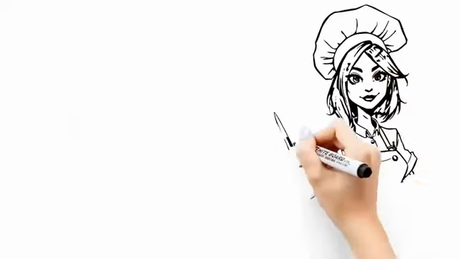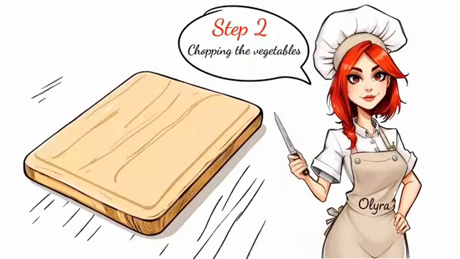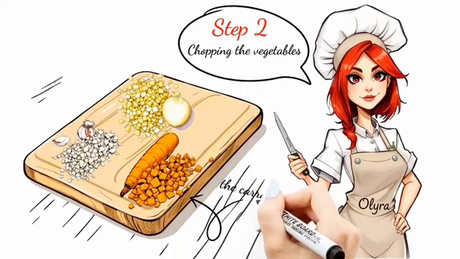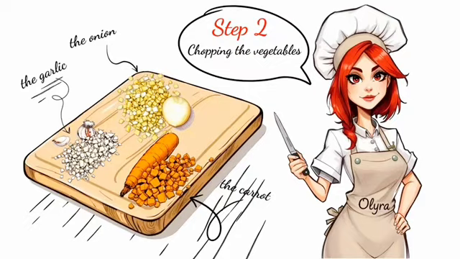The second step is to finely chop the onion, garlic, and carrot. These ingredients are essential for building a flavorful base for our bolognese sauce, and they will infuse the dish with a rich, aromatic taste that enhances every bite.